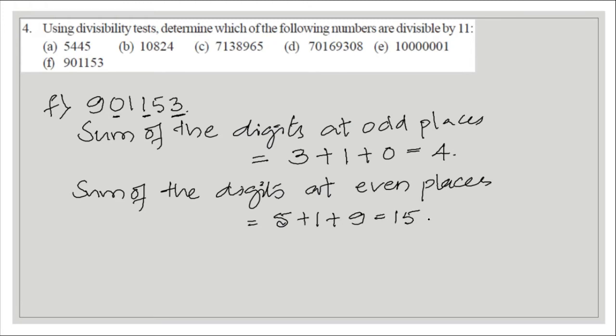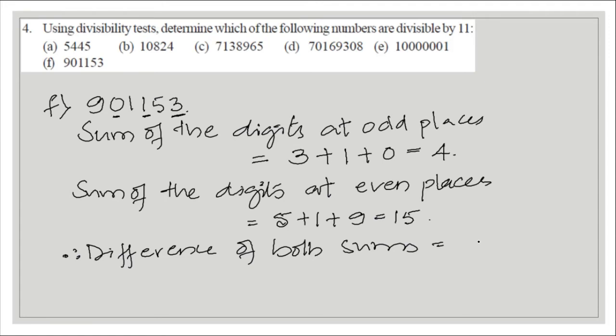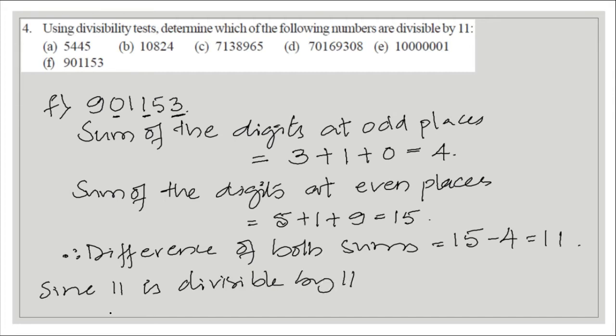The sum is 15. Now we shall find out the difference of both the sums. The difference will be larger number minus the smaller number. The difference is 11. Since 11 is divisible by 11, the number 901153 is divisible by 11.